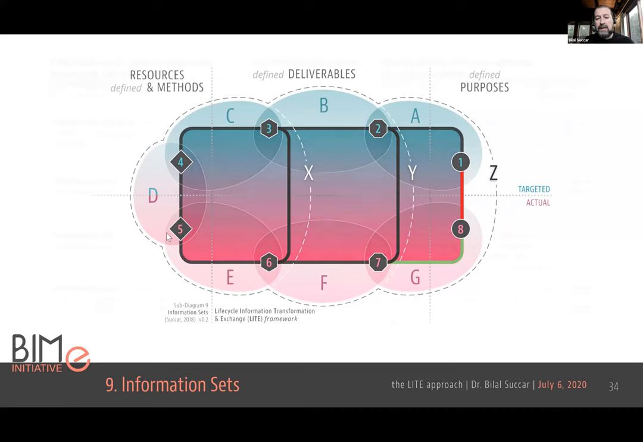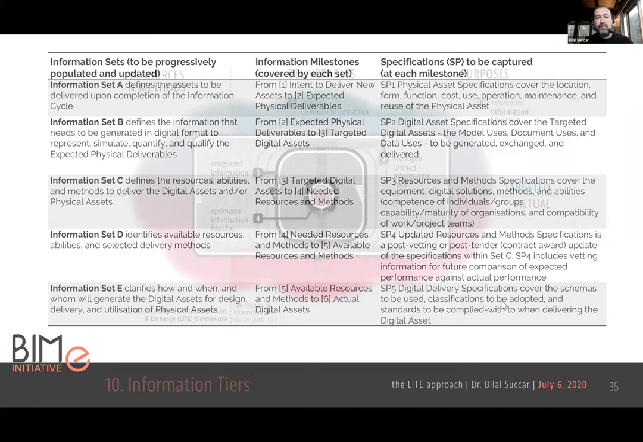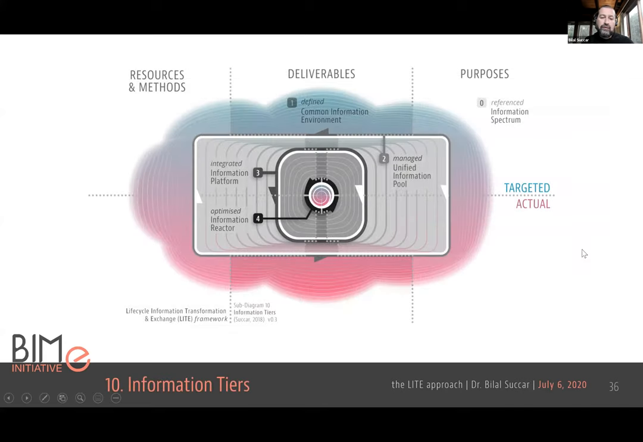And this is really the idea, and you can read about this more in the paper. The last component is about what information to collect. Some information is not needed; it is outside our area of concern, and it just needs to be referenced, like how you reference a code or a standard. But some information needs to be defined and included in our common information environment. Some information needs to be managed through our process, and other information needs to be integrated, etc.